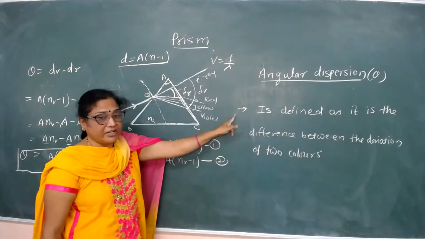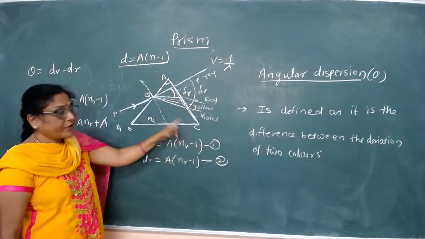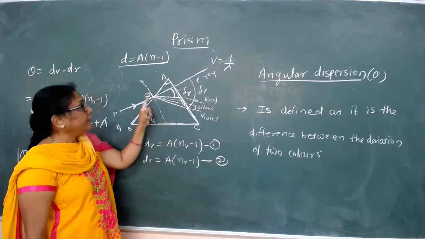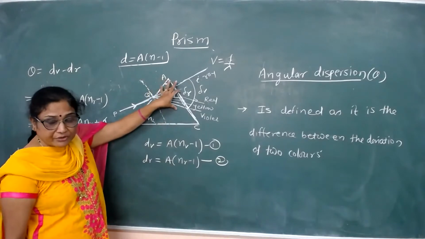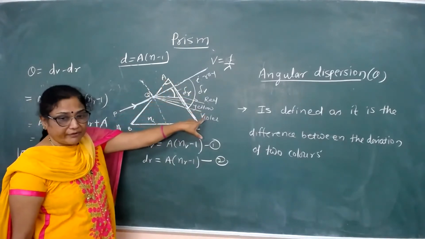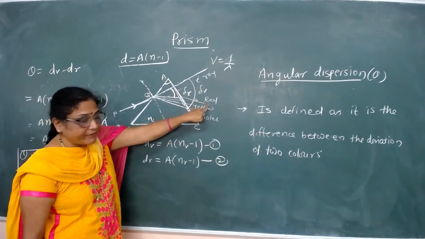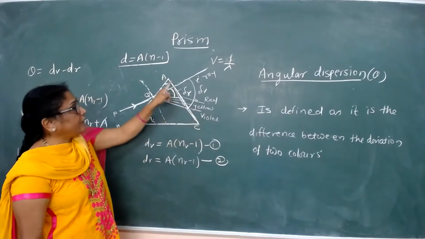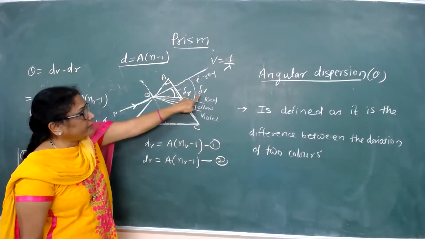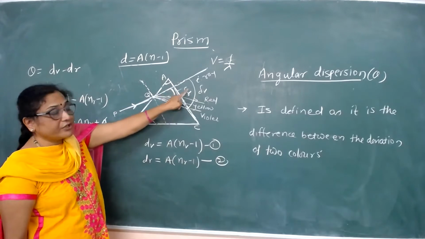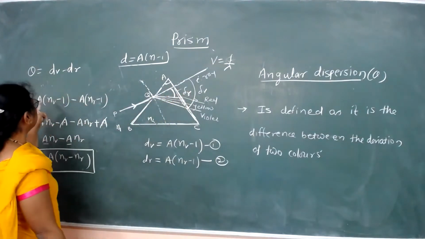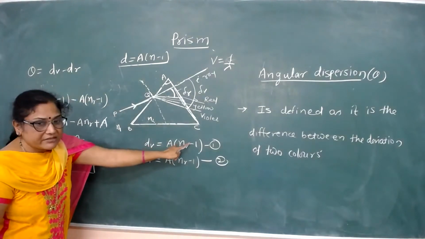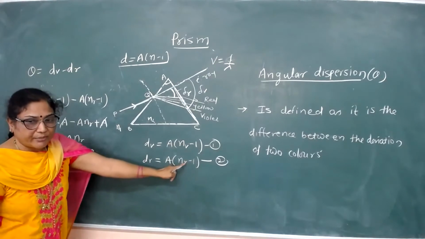Then to find out the angular dispersion, we consider a prism, and when composite light is incident on one side of the prism, it is refracted and split up into a number of colors depending upon the wavelength. Red color has a large wavelength as compared to violet, and the middle color is yellow. The deviation due to the violet color is larger as compared to the deviation due to the red color. Therefore, angular dispersion theta is equal to dV minus dr, where dV is equal to A into nV minus 1 and dr is equal to A into nr minus 1.